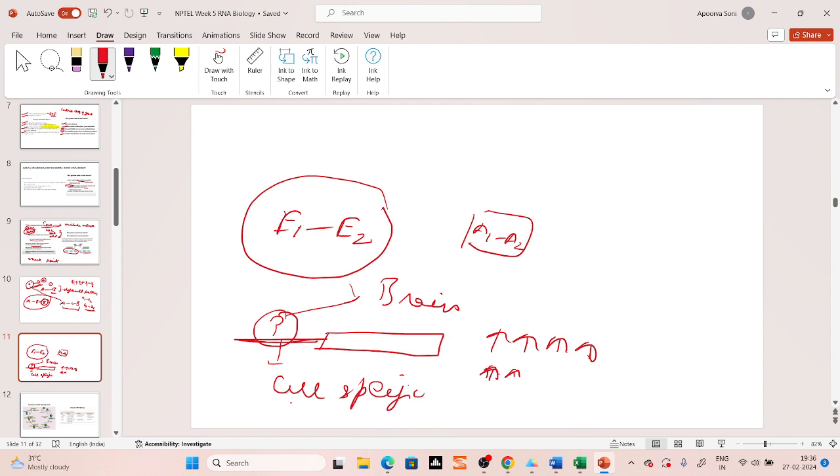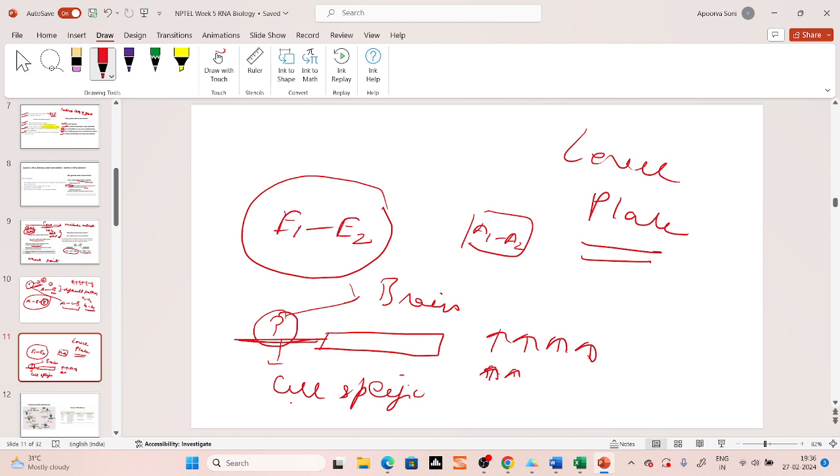So, level of expression and place of expression, they both are determined by the intronic regions. They both are determined by the presence of promoters and enhancers. Promoter promotes the activity, enhancer enhances the activity.